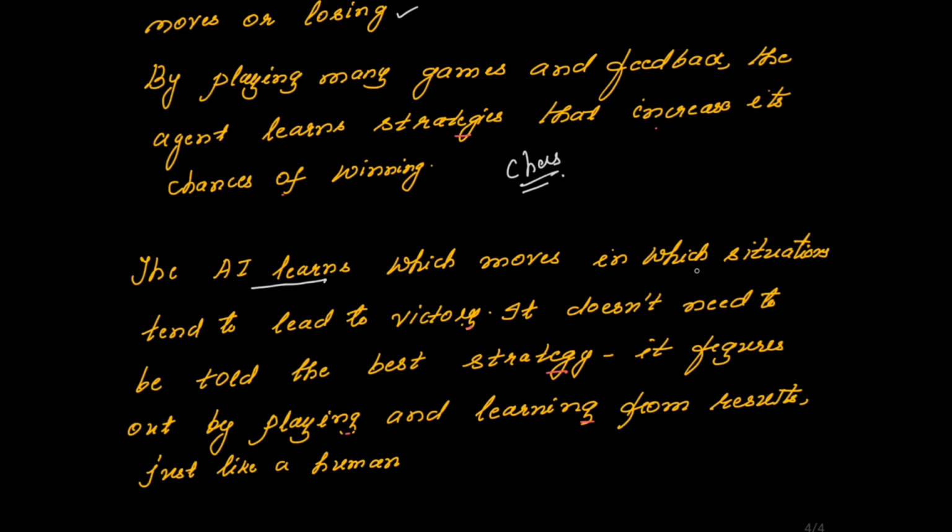AI learns which moves in which situations tend to lead to victory. It does not need to be told the best strategy. It figures it out by playing and learning from results, just like humans. So the program itself is trying to figure out which strategy is best in the game in order to win. There is no need to give instructions to the player to take such and such action. The player is learning by itself, by experience. Even though it makes wrong moves the first time, it will try to avoid them when it is playing the second time. This way it is going to understand the best strategies of the game.